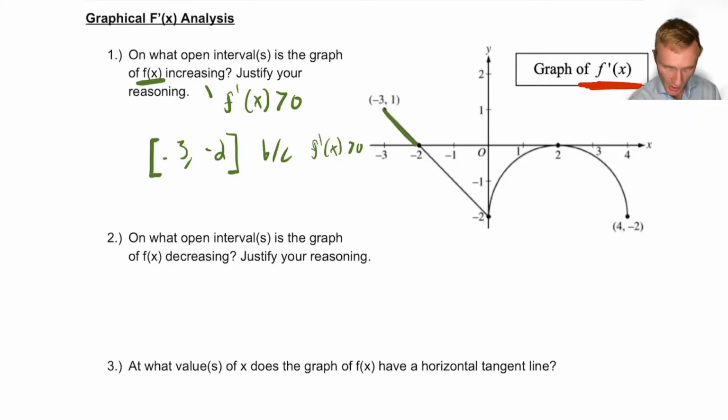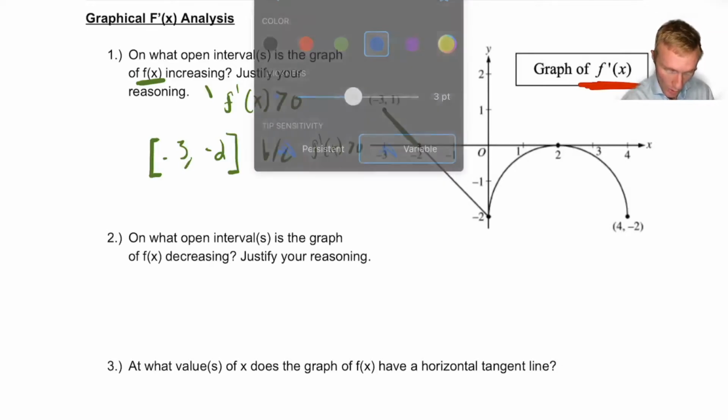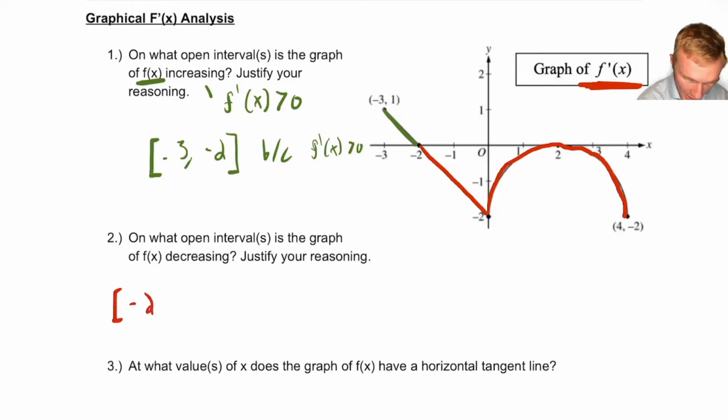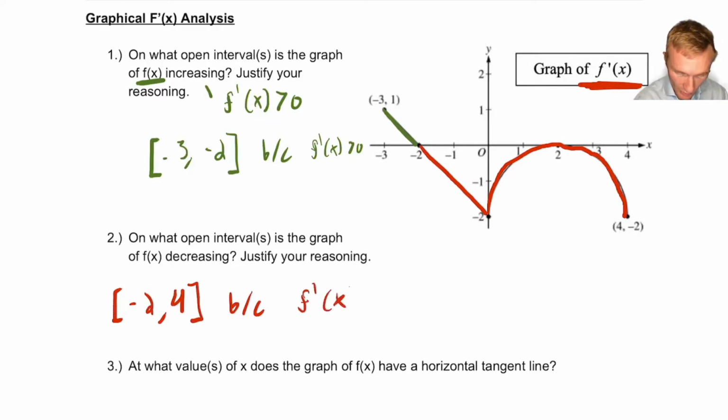On what intervals is f of x decreasing? Well, f of x is decreasing when the derivative is less than 0. This is a graph of the derivative. This is not the original function. This already is the derivative. So as long as I'm below the x-axis, which happens from -2 all the way to +4, because the derivative is less than 0. That is a graph of the derivative. If the derivative is below 0, then your original function is decreasing.